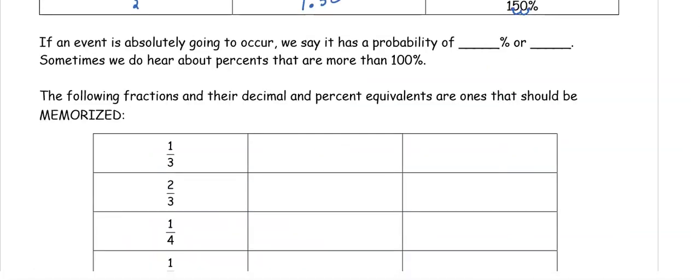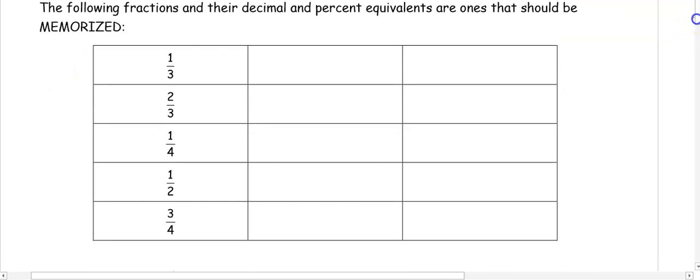When we're looking at probability, if an event is absolutely going to occur, then we're going to say it has a 100% chance, or a 1 out of 1. Sometimes we hear that percents are also more than 100. So even though we will have a calculator with us most of the time, it is helpful to recognize some of these and their decimal and percent equivalents.